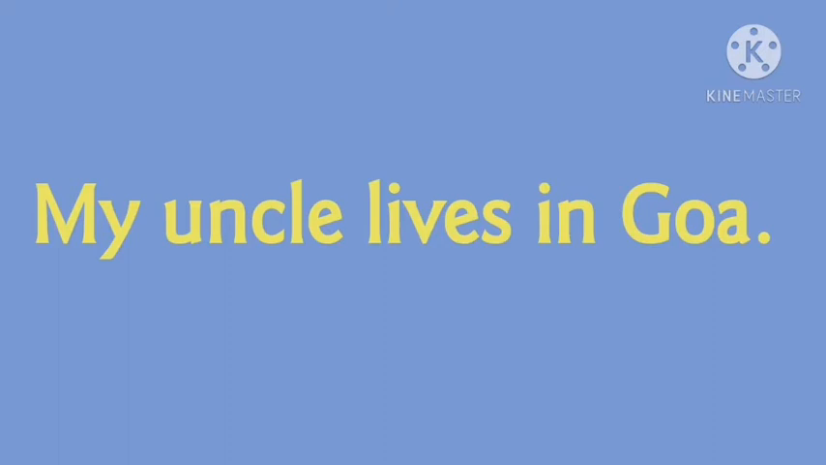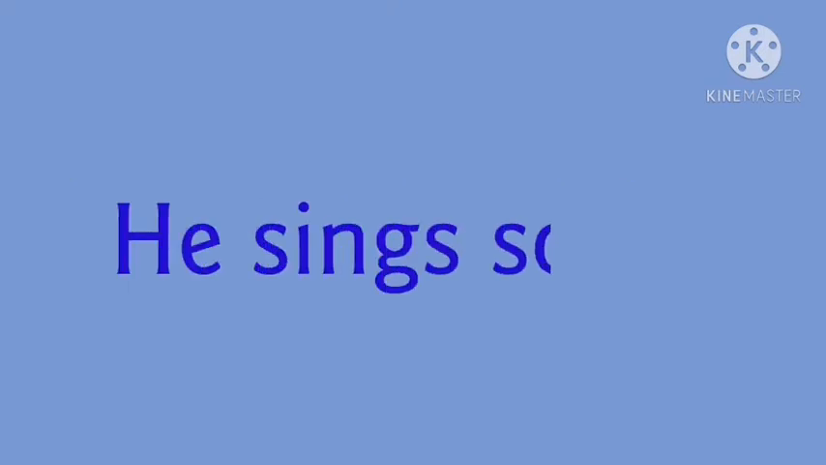Let's see another example. He sings song. Here what is the verb? Sings. Very good. It is the action word. He sings song. So the verb sings is in present form. It shows that something is true. Here he sings song. That is true.